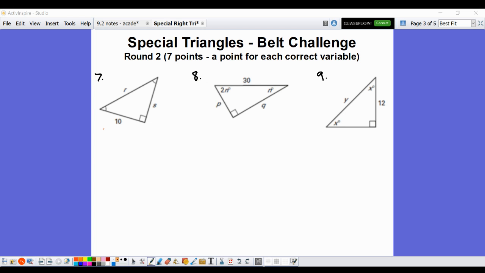Okay, here we go. Round 2, 7 points at stake here. And so the problems in this round get a little bit more challenging. So let's take a look at what we got here.